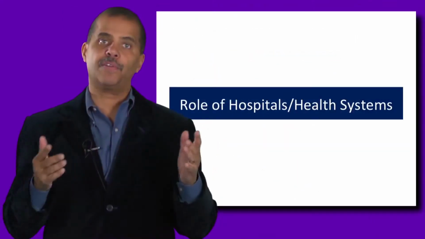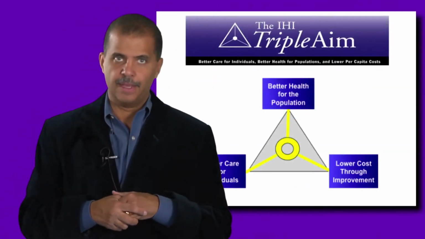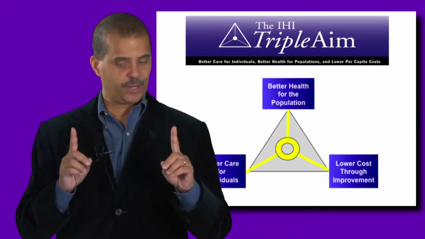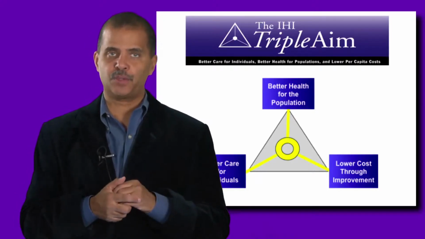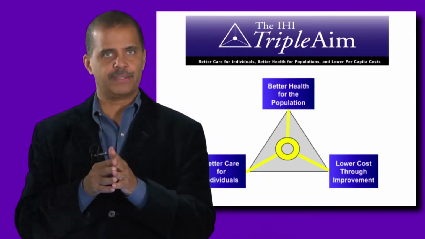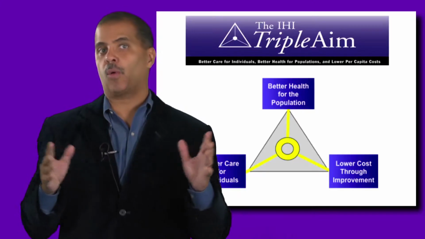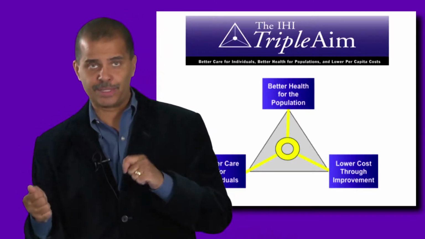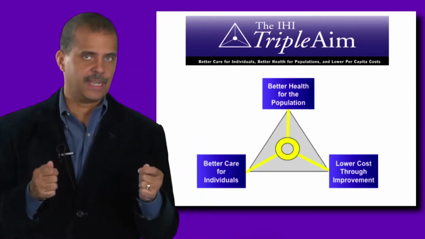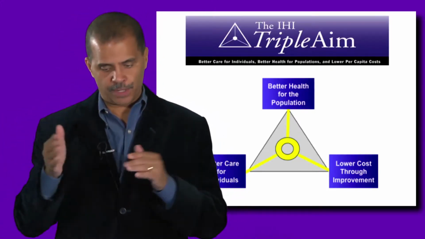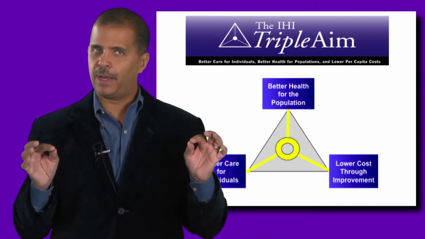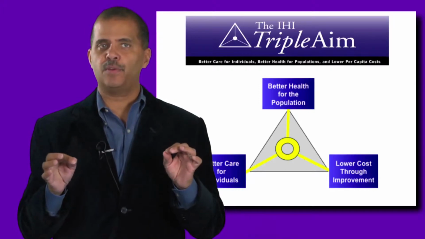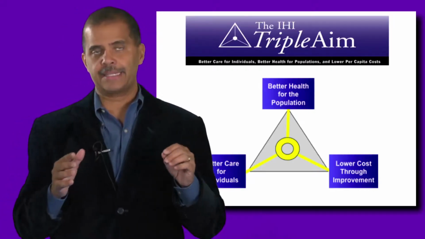So now let's look at the role of hospitals and health systems. Most of you are familiar with the triple aim. As you know, there are three vertices: better care for individuals, and most healthcare delivery organizations are already focused on that. Lower cost through improvement, Lean Six Sigma, cost containment, revenue cycle management, efficiency. So many healthcare organizations are focused on that. But better health for the population, not as focused on that, even if you have an at-risk contract or ACO.